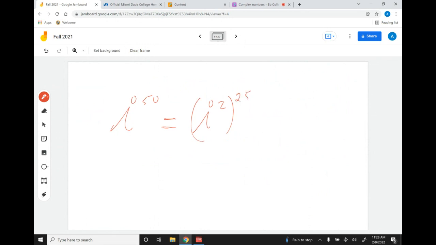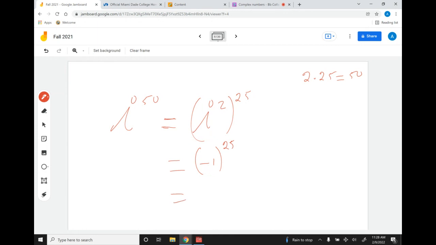You see? Now we know that 2 times 25 is 50. So there is my exponent. That's how I break it down. Now i squared is -1. And then I have -1 raised to the 25th power.